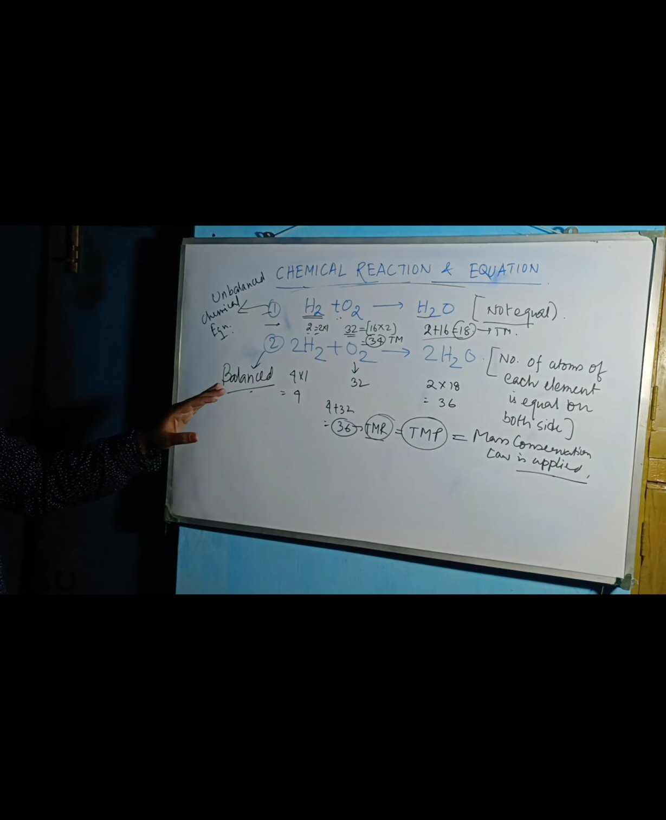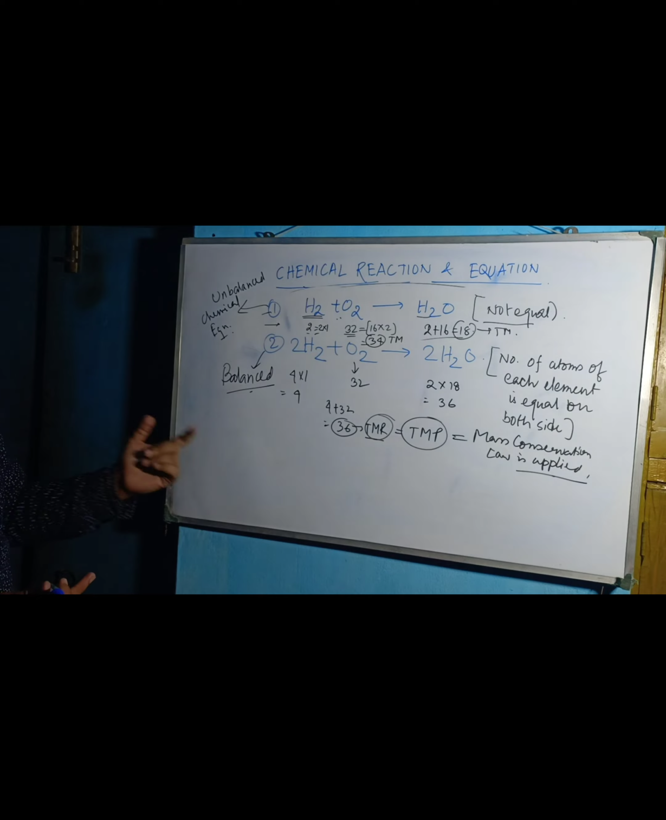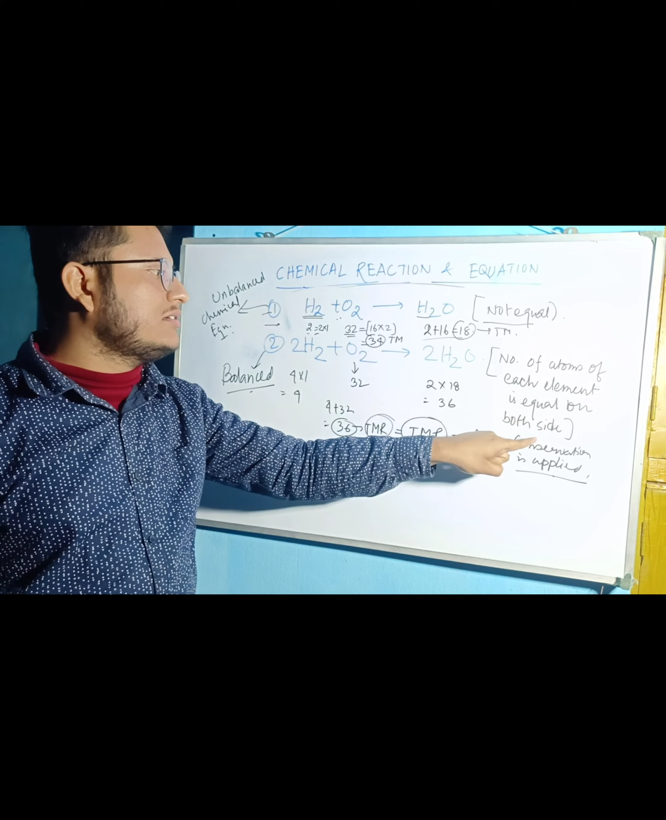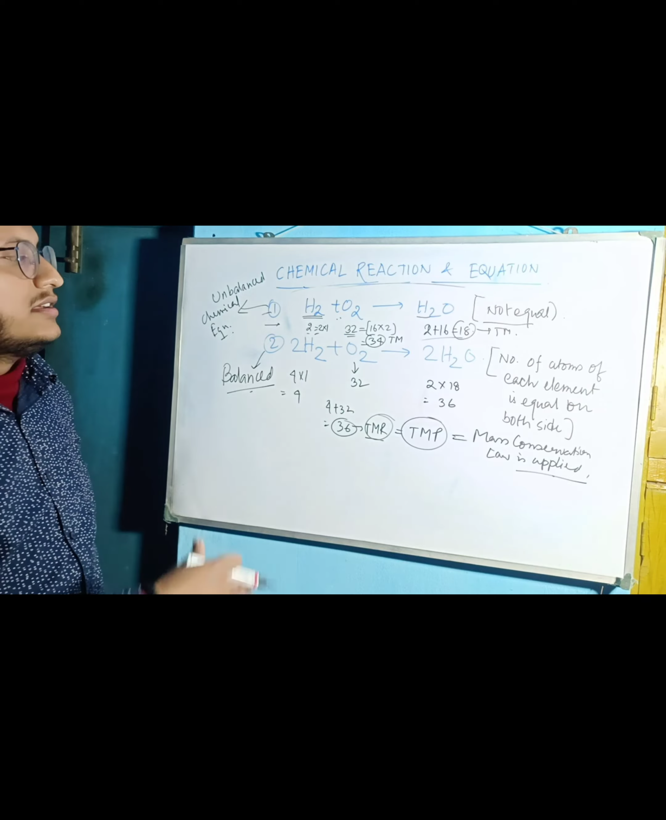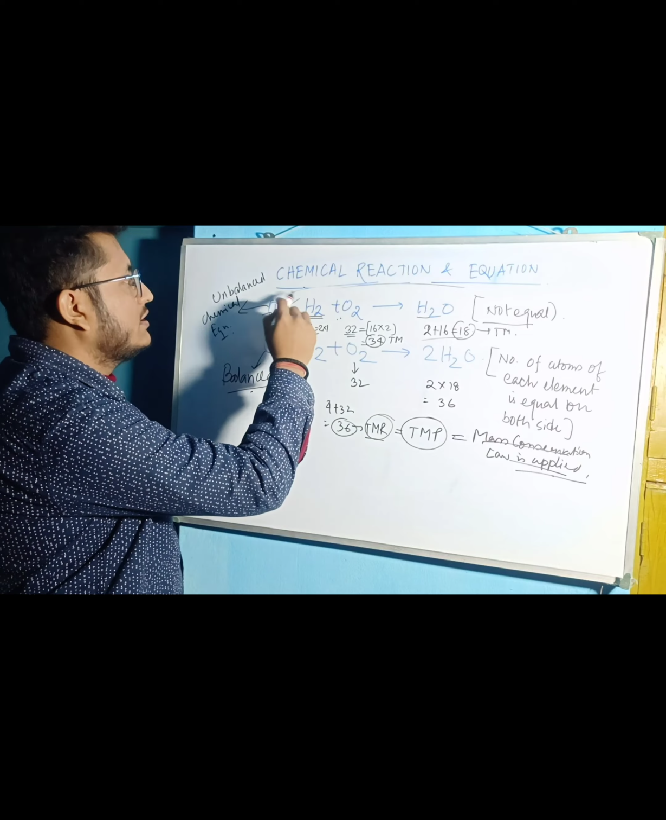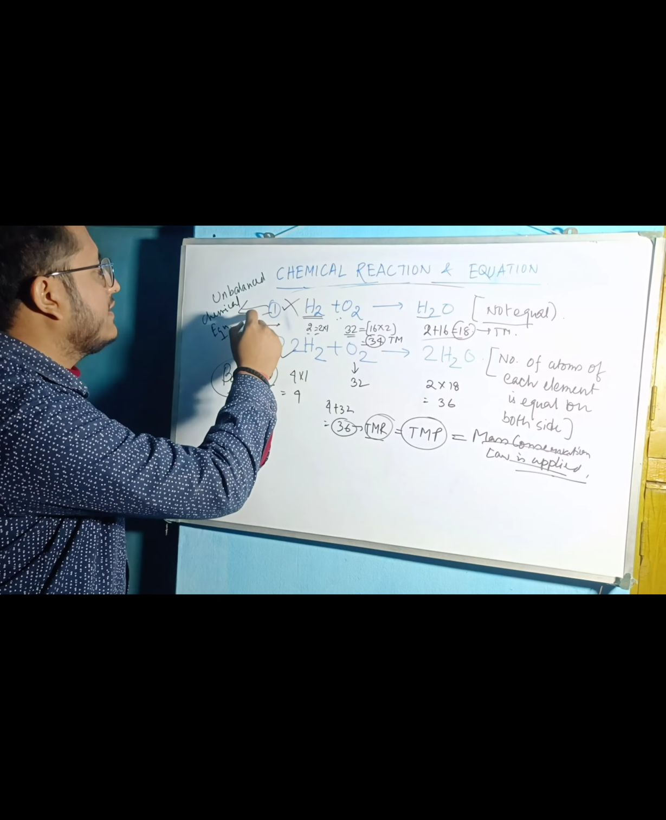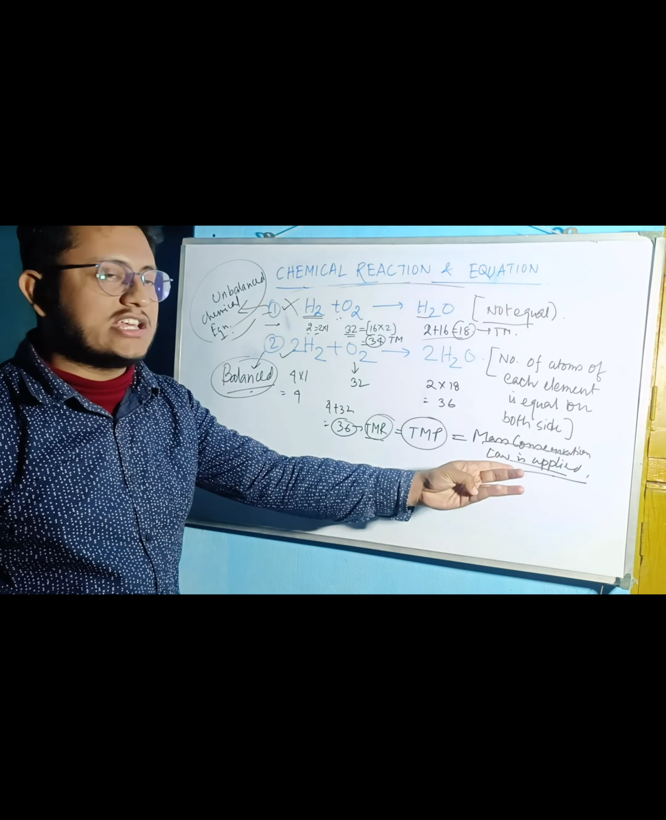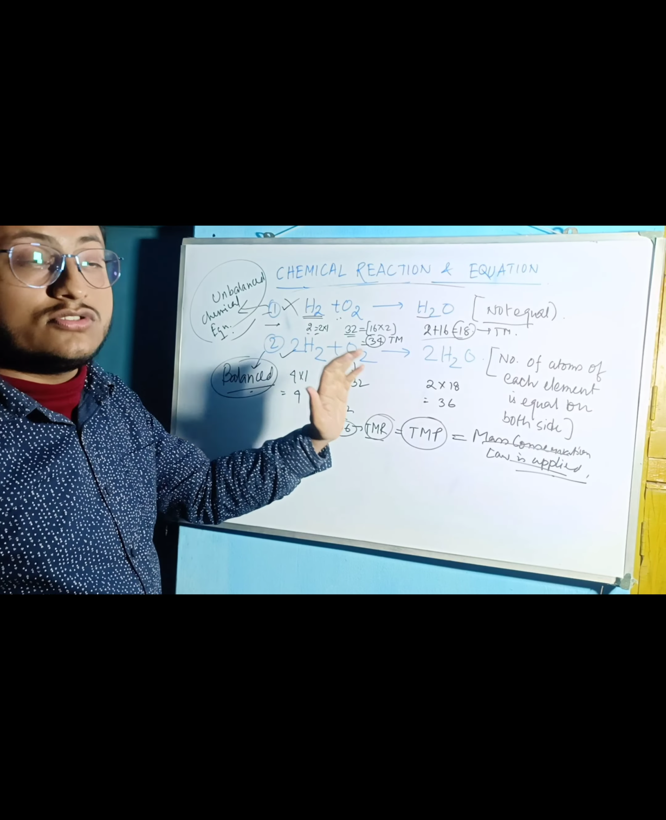So how can one tell whether the equation is balanced or unbalanced? First, count the number of atoms of each element. If it is equal, then it is balanced. If it is unequal, it is unbalanced. Second, consider the mass conservation law. If it is applied, then it is balanced. If it is not applied, then it is unbalanced. So based on the stoichiometric coefficient and mass conservation, one can decide which equation is balanced and which equation is not balanced.